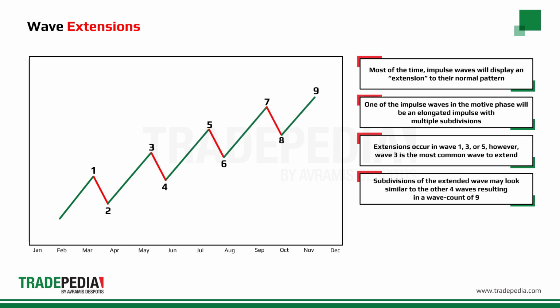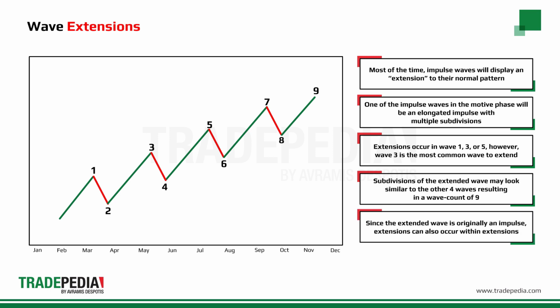Sometimes, the subdivisions of the extended wave look similar to the other 4 waves of the motive phase, resulting in a wave count of 9 instead of 5. Furthermore, since the extended wave is originally an impulse, further extensions can also occur within extensions, making the wave count even more confusing.